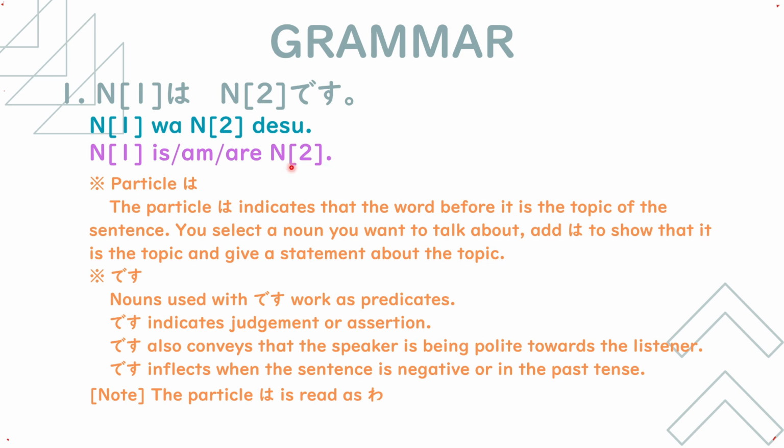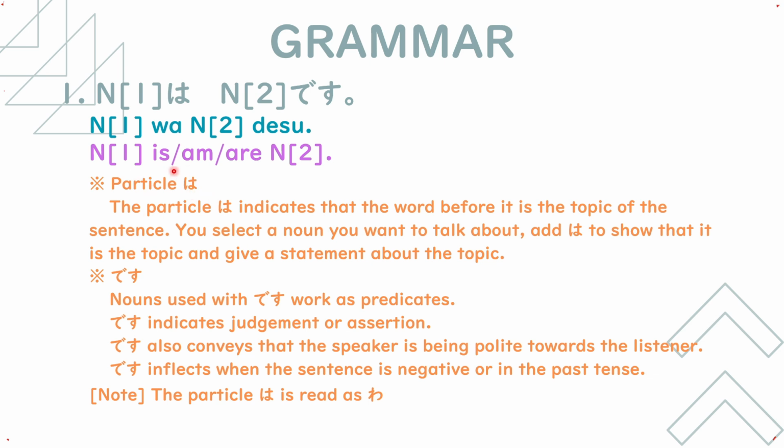First grammar point, noun one, wa, noun two, desu. This is the most basic grammar in the Japanese language. So it means is, am, are. So noun one is, am, are, noun two. So we have explanations here.